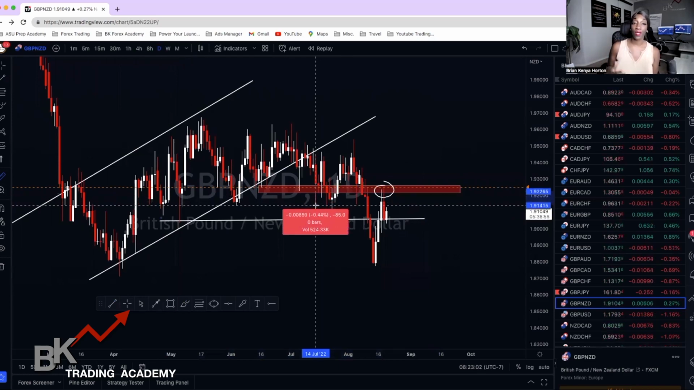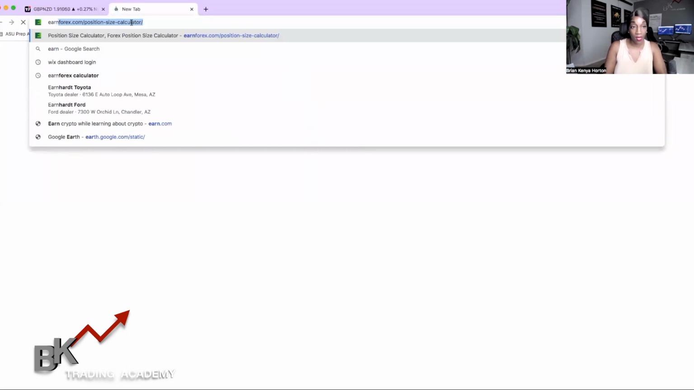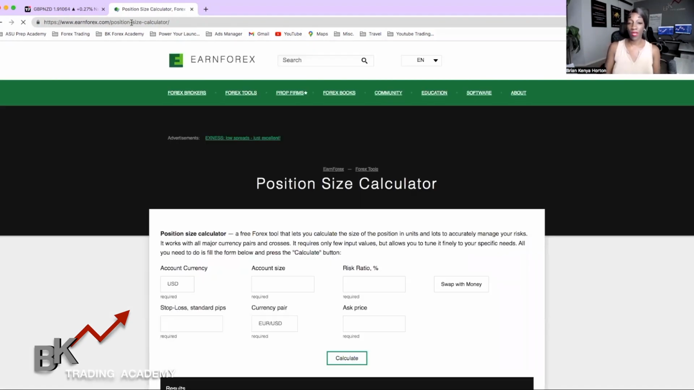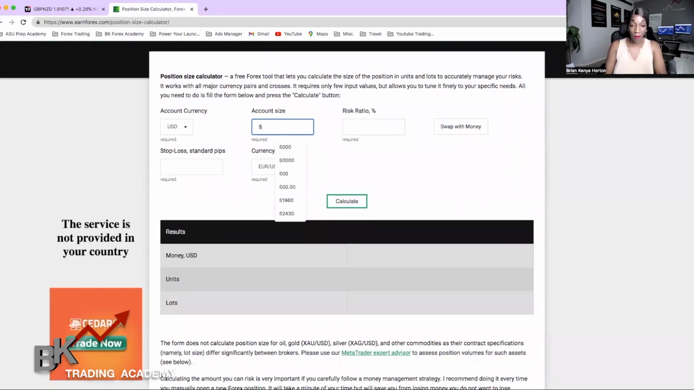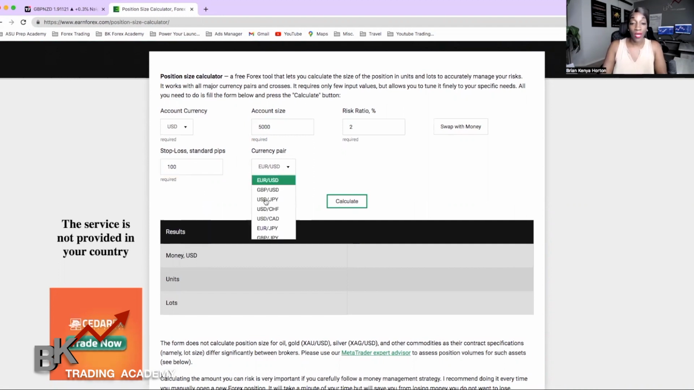So had I entered, let's say I have an account at $5,000, and I'm risking 2%. So what I like to do, let's go ahead and pull up a position size calculator. I'm using earnforex.com. Every single time you want to calculate your risk, you need to use a position size calculator. Let's say we have a $5,000 balance and we want to risk no more than 2%. And let's say I'm swing trading. I'm going to use a 100 pip stop loss, and I'm trading GBP NZD.